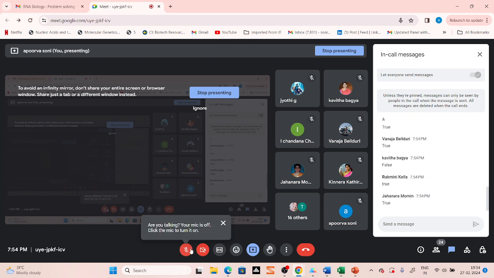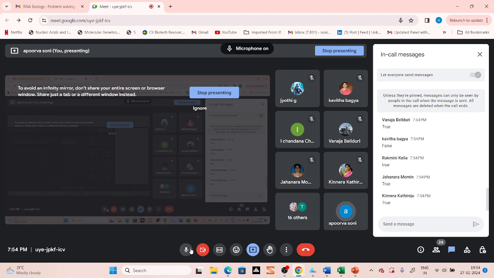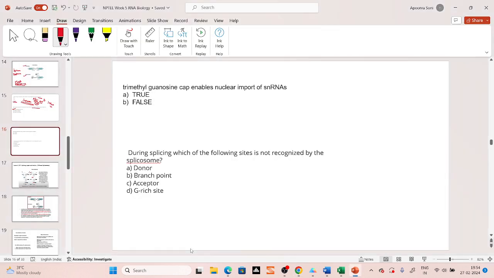Kinnara true, Jahara true, Rukmini true. So the correct answer is true because trimethyl guanosine cap is nothing but 5 prime capping. We have already discussed that this 5 prime capping acts as a signal. It also directs the small nuclear RNA to go to the nucleus for its function. So it always guides. So the answer is true.